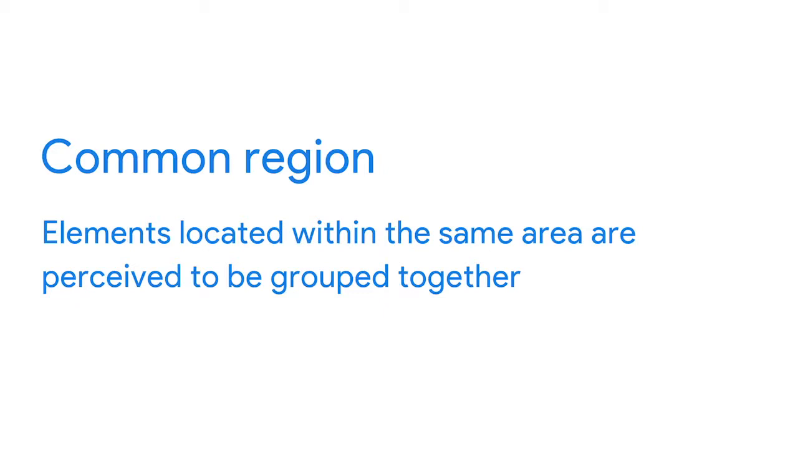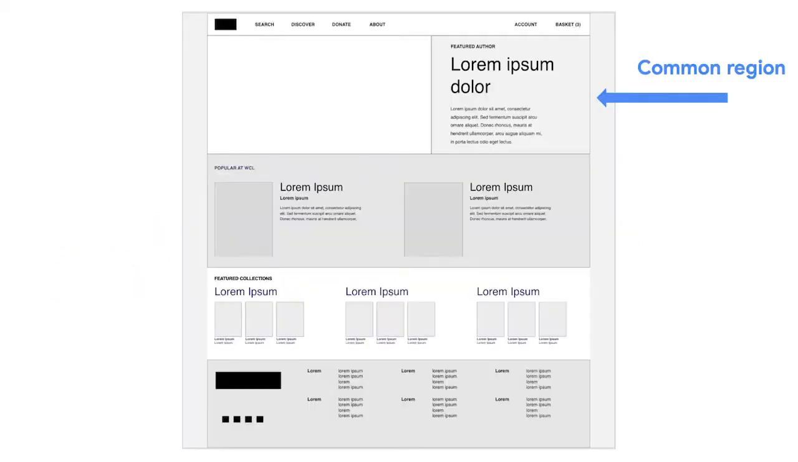The principle of common region states that elements located within the same area are perceived to be grouped together. Let's go back to the library website again and check out the Featured Author section at the top of the homepage. Within the Featured Author box is a header, title, and descriptor text. The border around the box indicates to users that this information is related.